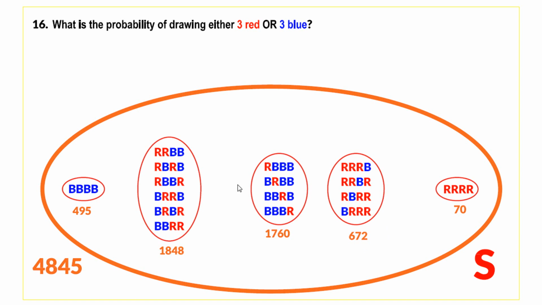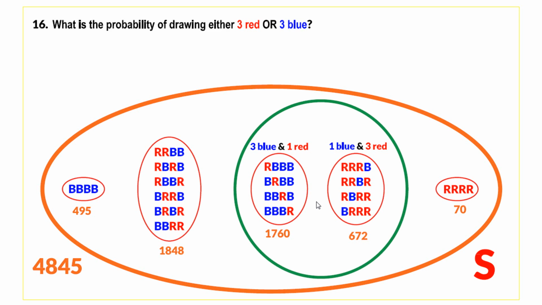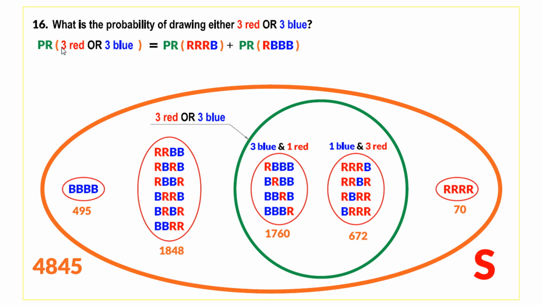Question 16. What is the probability of drawing either 3 red or 3 blue? So here is the sample space, and this is the event of drawing 3 red. We have 3 red here in each one, and this is the event of drawing 3 blue only. So their union would create the event we are looking for, which is 3 red or 3 blue, and these 2 events are disjoint events. So the probability of this event is the sum of the probability of each individual event representing it, and that is equal to 0.50.